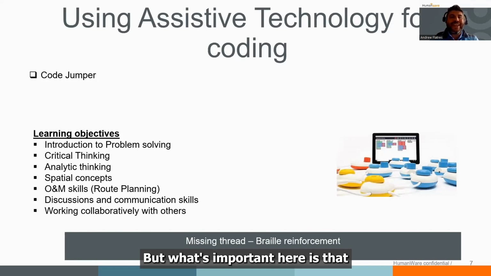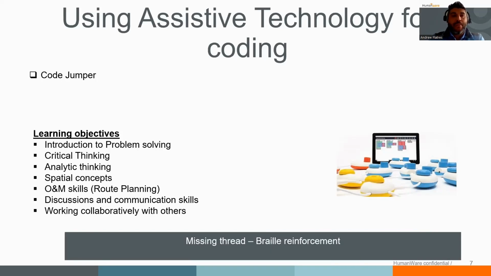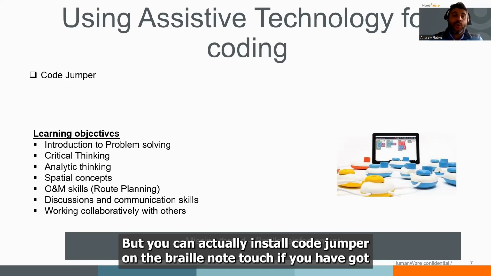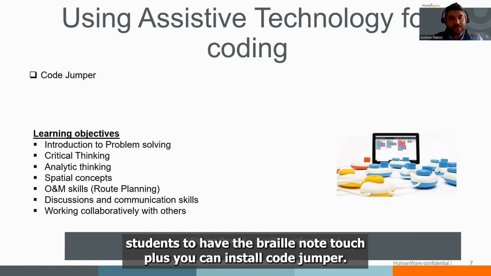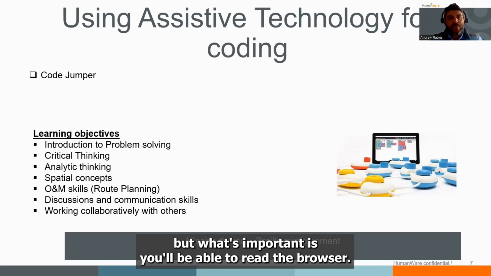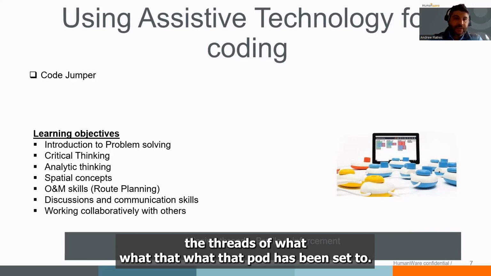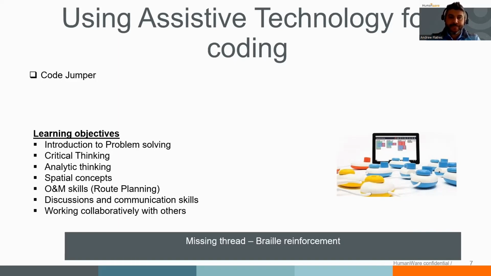But what's important here is that there is a missing thread, and that's, of course, the braille reinforcement. But you can actually install CodeJumper on the Braille Note Touch. So if you have students that have the Braille Note Touch Plus, you can install CodeJumper. Now, you won't be able to control CodeJumper from your Braille Note, but what's important there is you'll be able to read the braille. So when you're changing some of these pods, you'll be able to read the threads of what that pod has been set to.